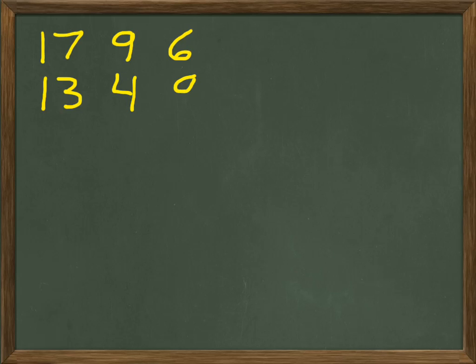Let's see. How about 17 less 9? 17 less 9 leaves what? You're right, 6. How about 13 less 4? 13 less 4 leaves 9. Let's see, what shall we do? How about 16 less 8? Let's do that one. 16 less 8 leaves how many? That leaves 8, because 8 and 8 make 16.